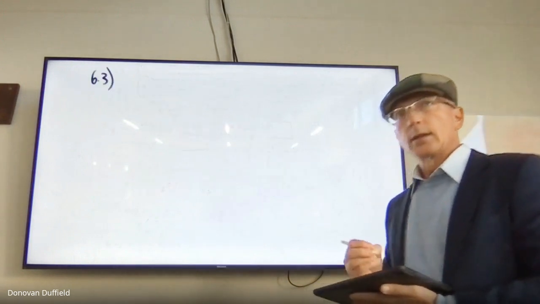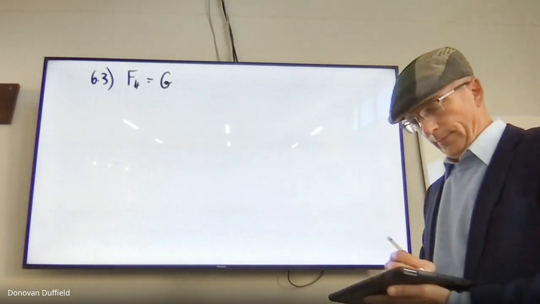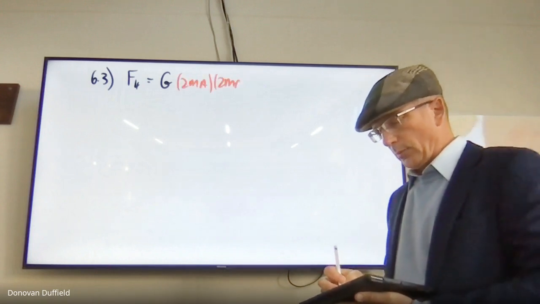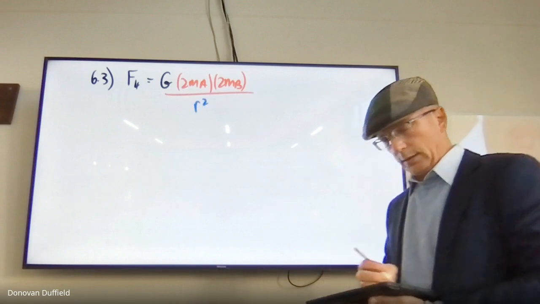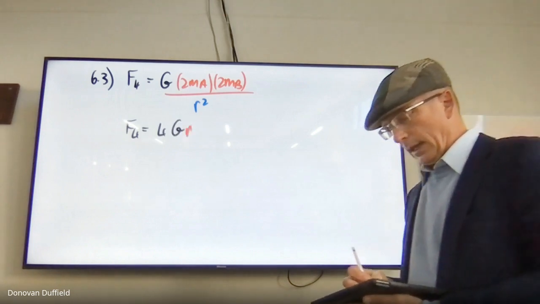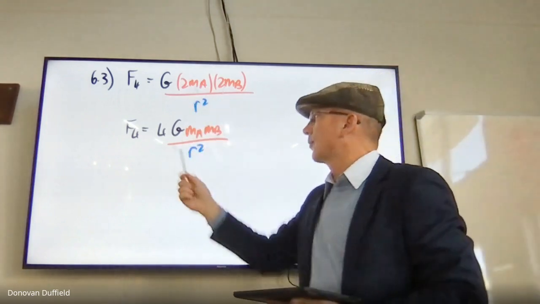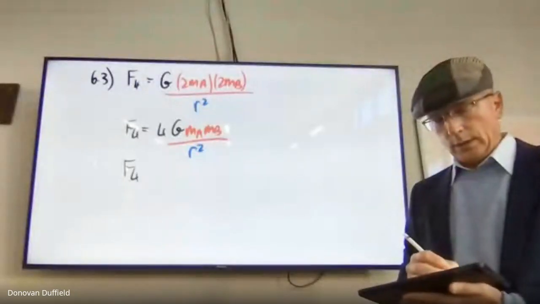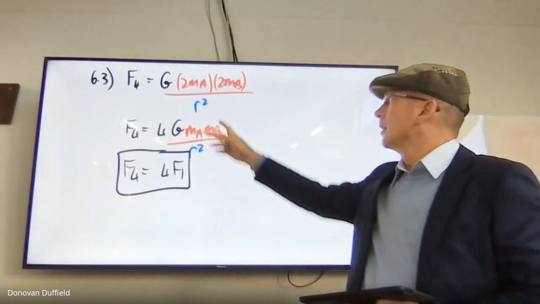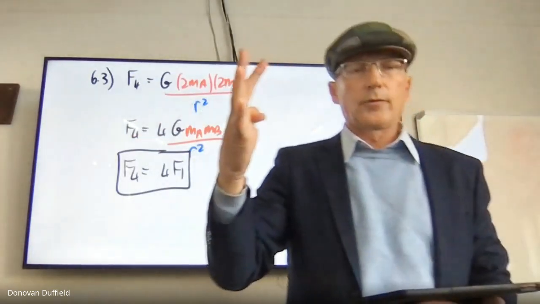6.3, right? So we know that this is force 4, it's going to be G, and now it's going to be 2 times mass A, 2 times mass B over the original distance squared. And so force 4 is going to be 4G mass A mass B over R squared. The reason is 2 times 2 is 4. So therefore force 4 is going to be 4F1. You could also do it the shorthand way and say, well, the force has been changed by a factor of 2 multiplied by a factor of 2, which is a factor of 4.